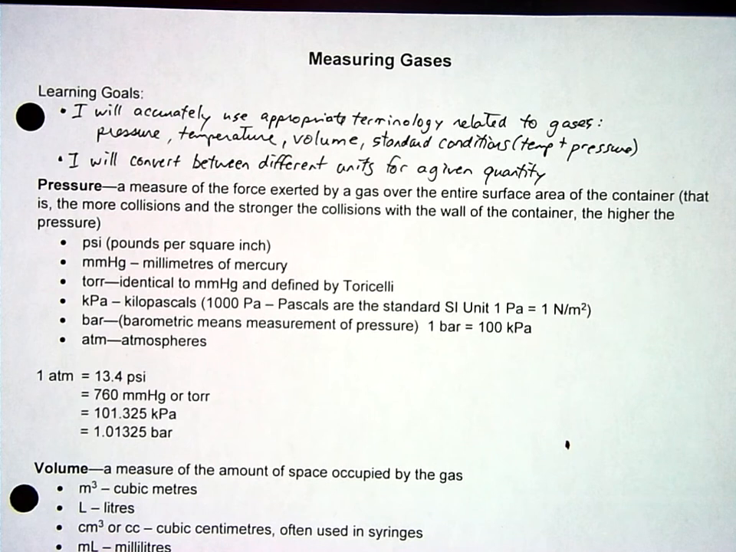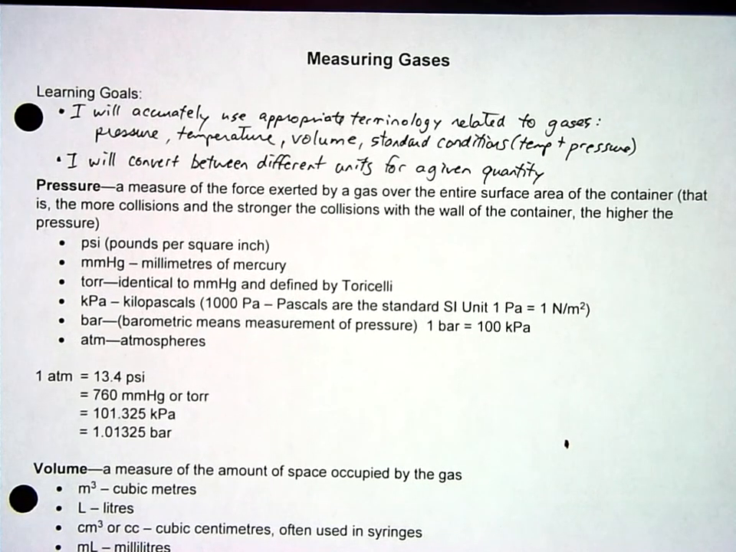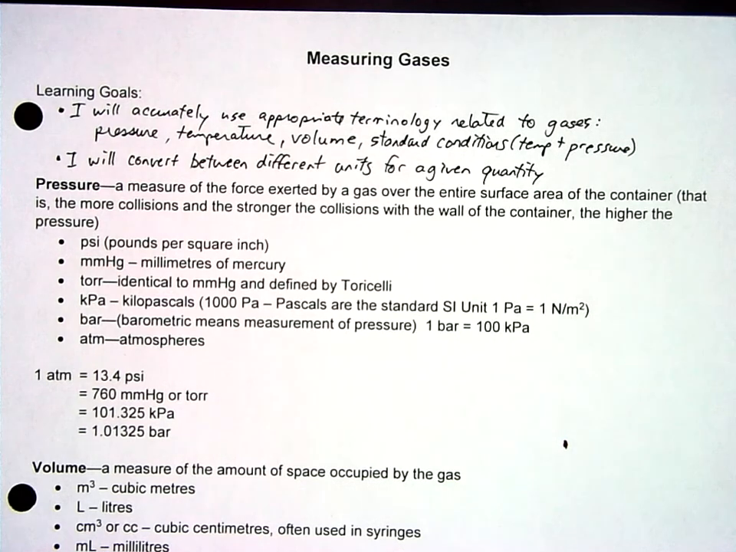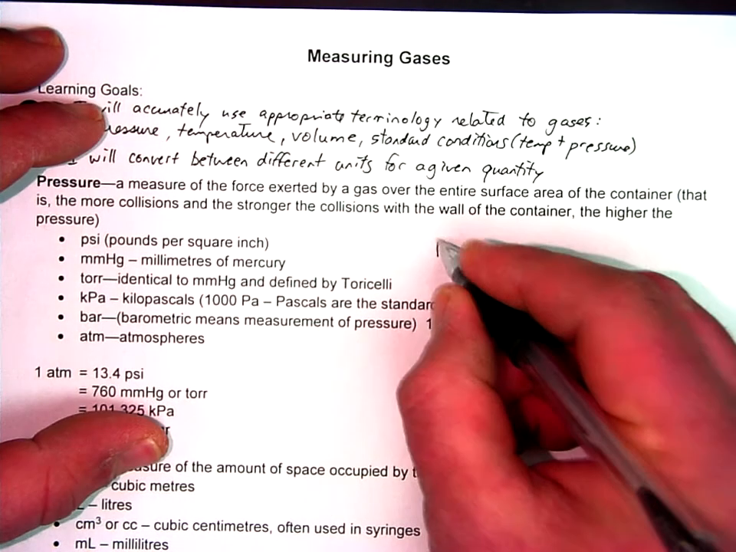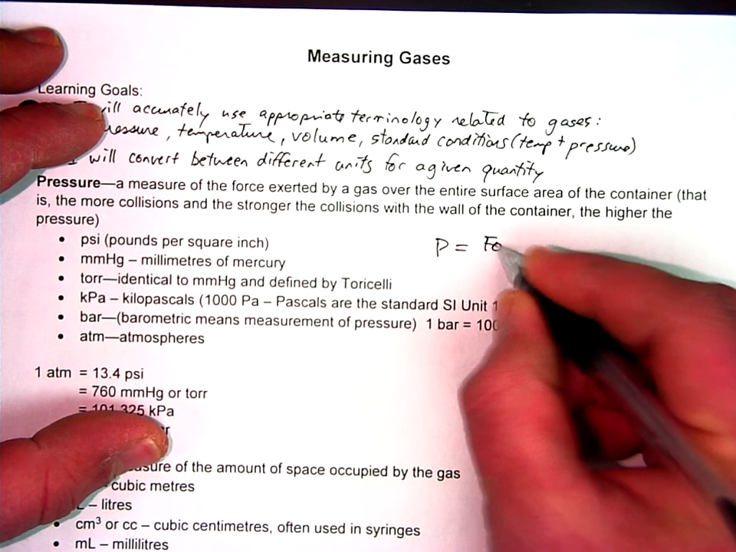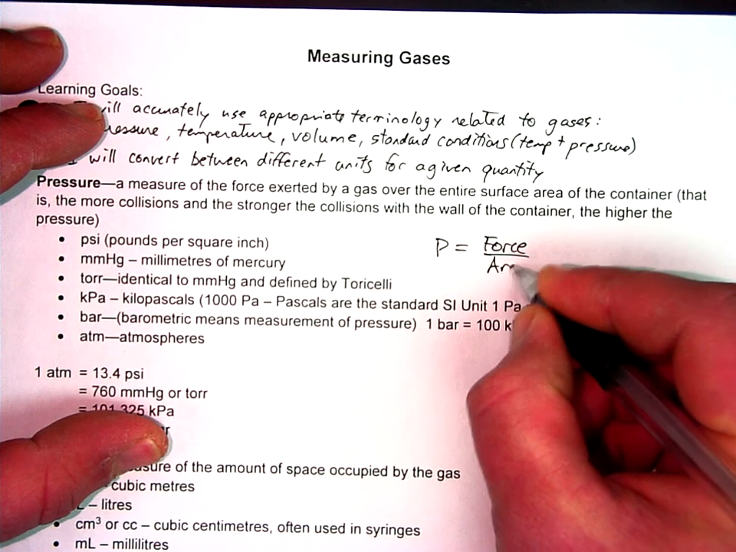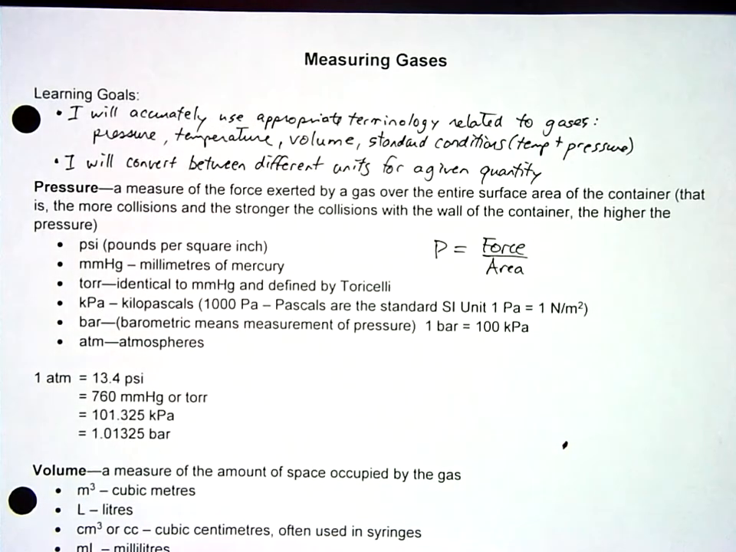Firstly, pressure is a measure of the force exerted by a gas over the entire surface area of the container. Pressure is defined as force over an area, and seeing that we're dealing with a gas, it's over the entire surface area of the container. For example, the more collisions that the gas particles make with the container, and the stronger those collisions, the more force is exerted on the wall of the container, the higher the pressure will be.